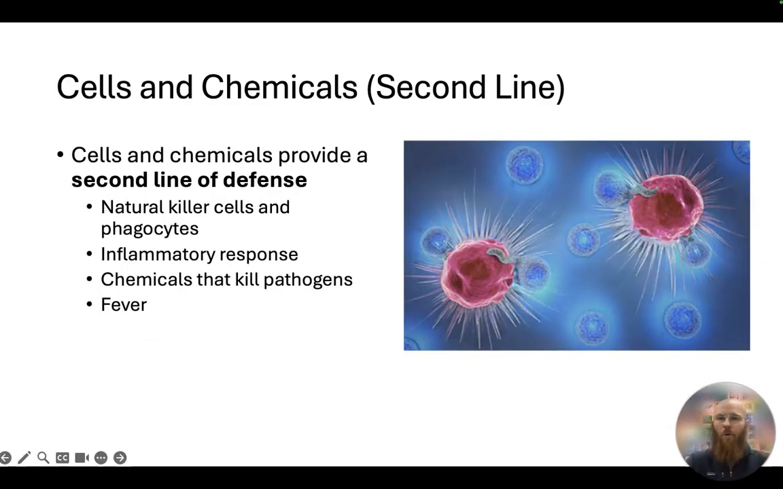As far as cells go, we do have cells and other chemicals that provide that second line of defense. These include your natural killer cells, your phagocytes, your ability to have inflammatory responses to injury or to foreign substances that need to be addressed. You have chemicals and the ability to run a fever. We're going to discuss those in a little more detail.